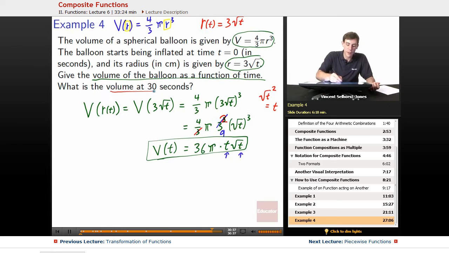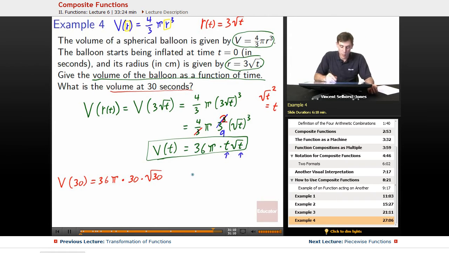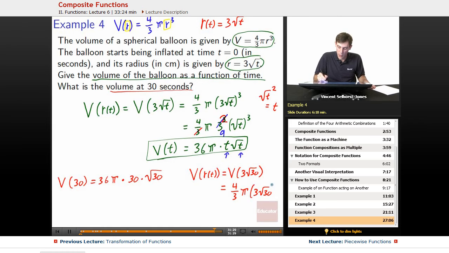Next part, volume at 30 seconds. Well, we've got two options for how to do this. We could plug into the function that we just built. Volume at 30 equals 36 pi times 30 times square root of 30. Or we could plug in volume of radius at time t, which would be volume of 3 times square root of 30, which would be equal to 4/3 pi quantity 3 root 30 cubed. And it winds up being the case that these two things equal the exact same thing. So let's just fold them together.